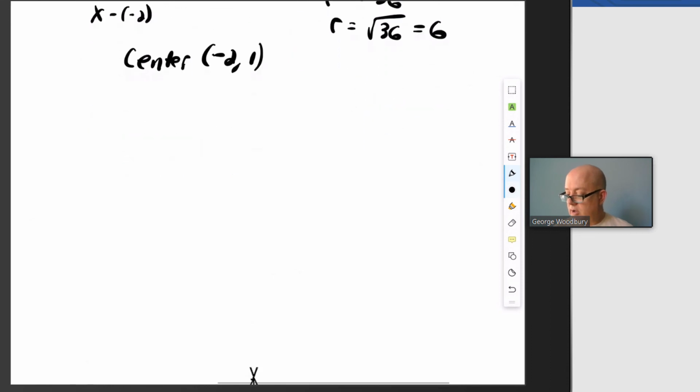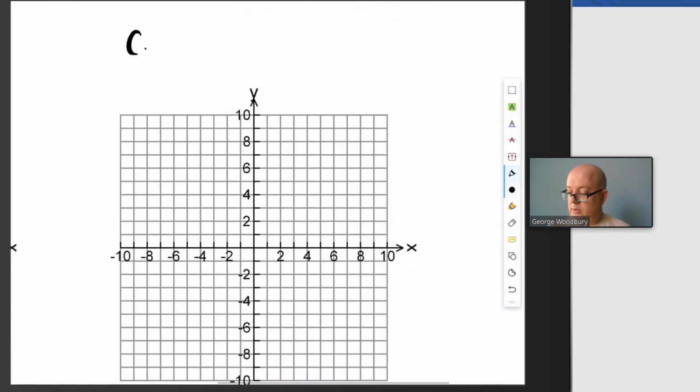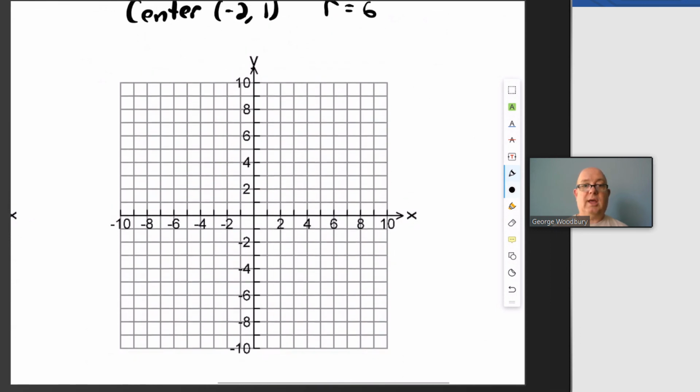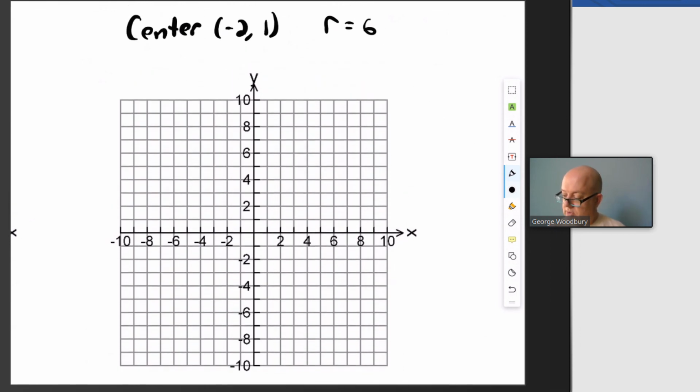So we're going to draw a circle whose center, again, was (negative 2, 1), and whose radius was 6. Start by putting a point at the center. (Negative 2, 1) is 2 to the left, up 1. And then we count 6 units to the right, above, to the left, and below. And then those 4 points, we're going to draw a circle that goes through. Not bad. I'm sure yours is better.